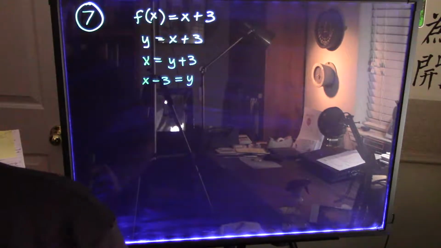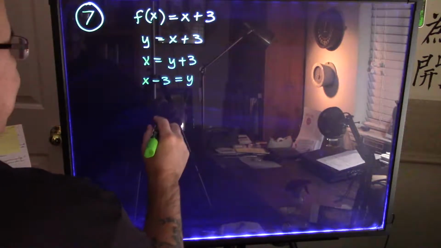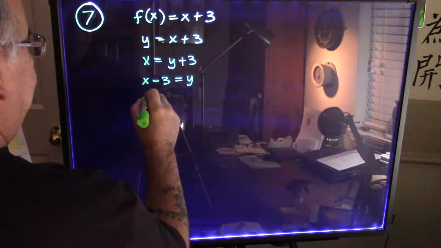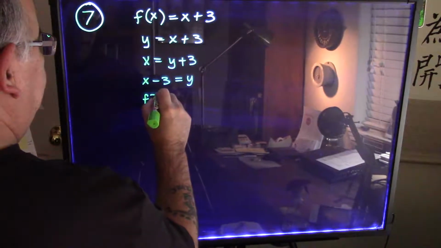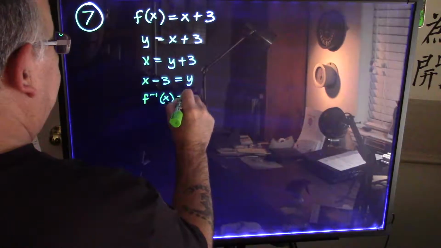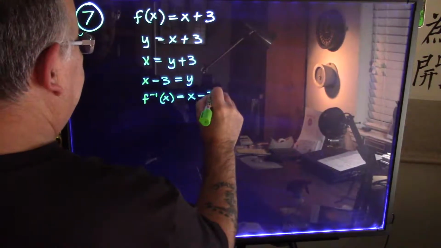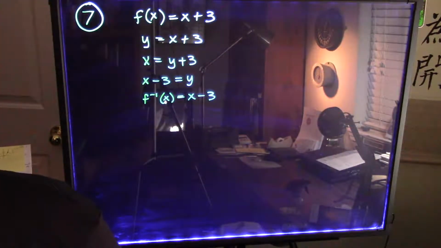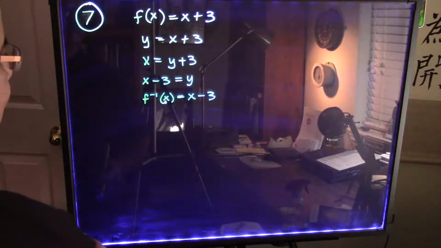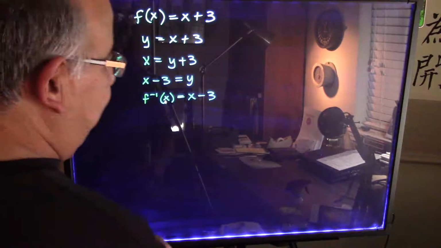And then finally you replace y with f inverse of x. So I'm just going to write that first. f inverse of x equals x minus 3. Alright, so there's f inverse. And there you go.